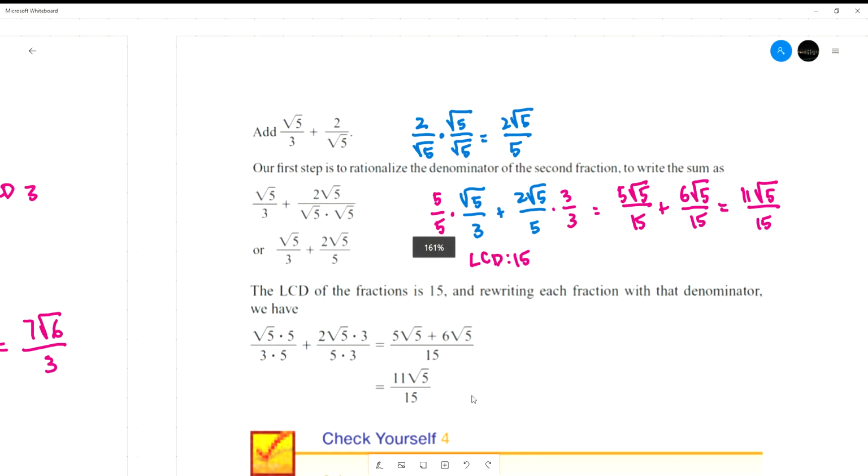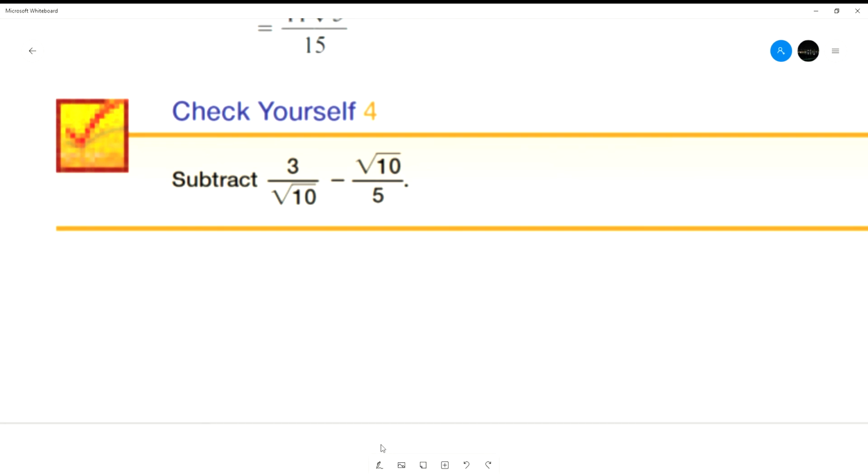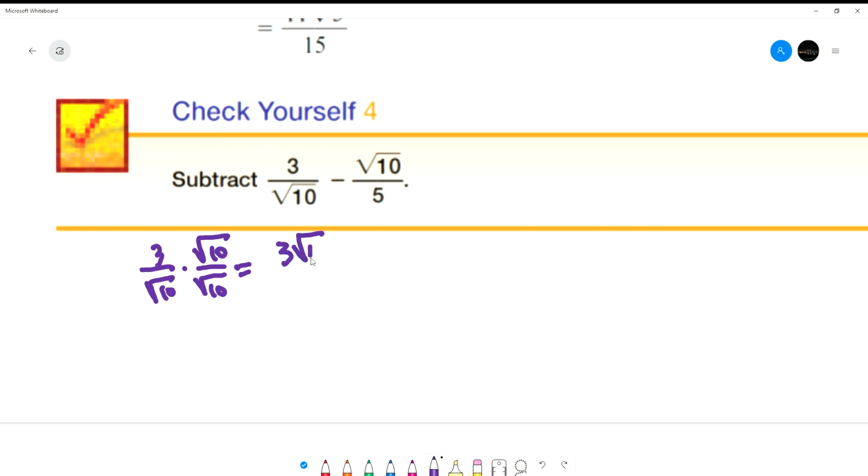Let's try the last example here. Okay, I have to rationalize this first term. So 3 over root 10 multiply by root 10 over root 10. So I get 3 radical 10 over 10. So this problem currently is 3 radical 10 over 10 minus radical 10 over 5.